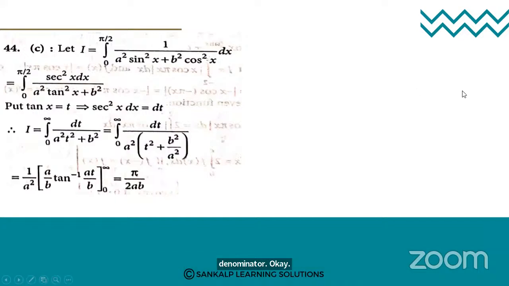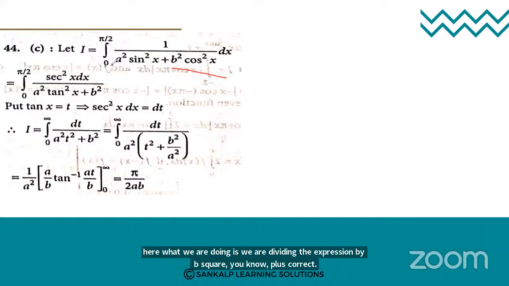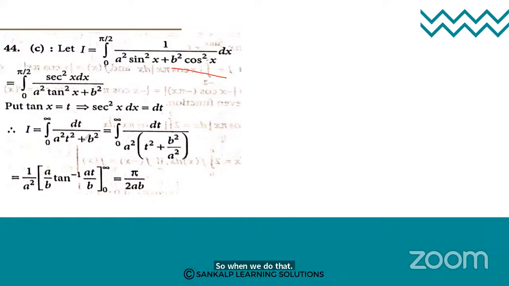So here, pay attention, we are dividing the expression by b square cos square x. When we do that, we get a square sine square x upon cos square x. So sine square x upon cos square x will be tan square x. Now cos square x will cancel, it will be just b square, and in the numerator the term which we have divided, its reciprocal will be secant square x dx.